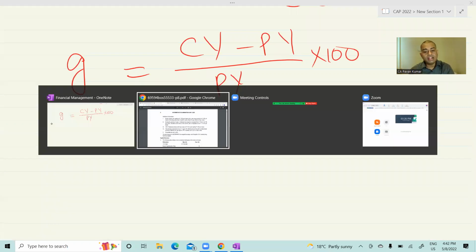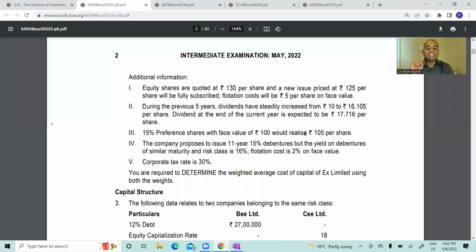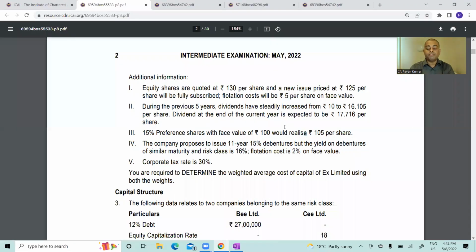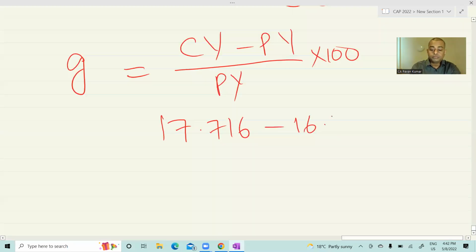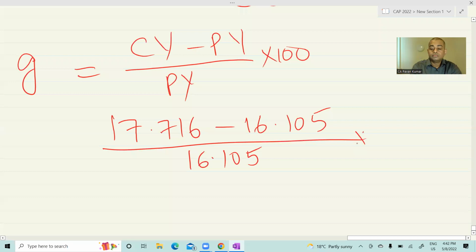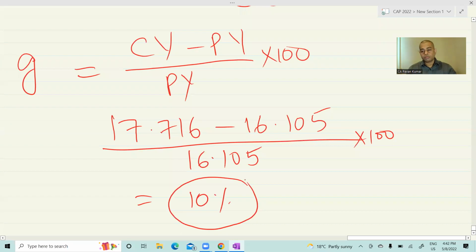So what is current year? They are saying 17.716. Current means latest, 17.716 minus what is previous year, one step before, 16.105, divided by 16.105 into 100. So like this, if you calculate, growth rate will be 10%. You understand? Now I'll give you one heart attack.